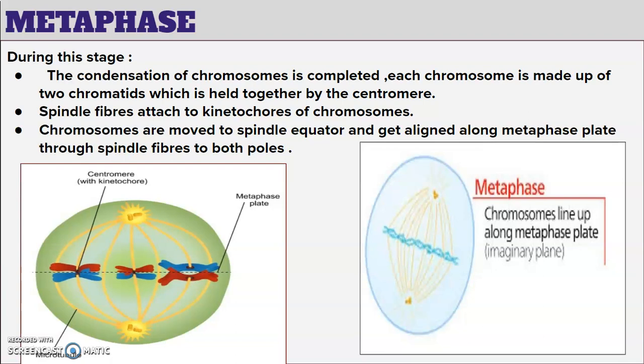I am repeating, children. The most important event during metaphase, the chromosomes. Each chromosome consists of two chromatids held together by the centromere. On either side of the centromere, there are disc-like structures called kinetochore. The spindle fibers get attached to the kinetochore. Now, during metaphase, the chromosomes move to the equator and they lie in the equator of the cell. This plane of alignment is called the metaphase plate.